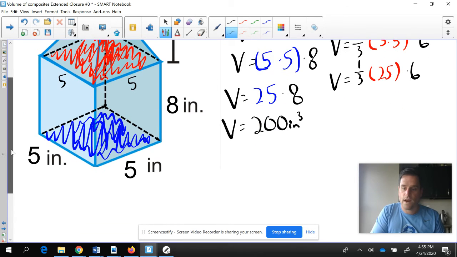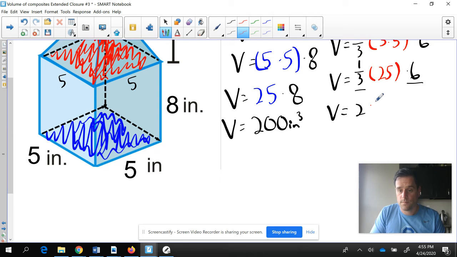Now let's just solve this. And I'm going to do a little razzle dazzle on you so we can do mental math here. You could take 1/3 of 25, that's going to give you a decimal. But you could just flip this around and take 1/3 of 6. Makes it a little bit easier. 1/3 of 6 is 2, isn't it? Times that 25. And that's going to give you 50.